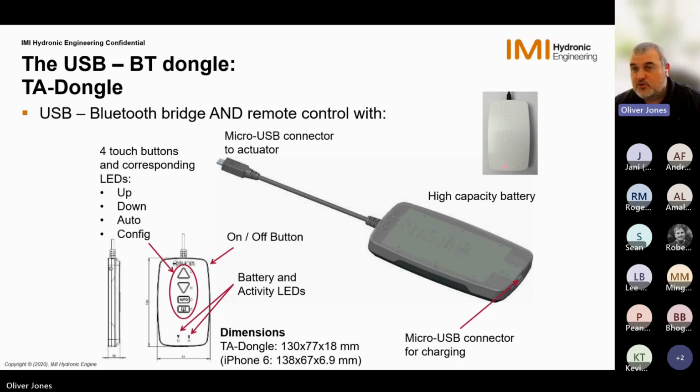The dongle is our Bluetooth bridge, as I say. We have a micro USB connector, which allows us to plug into the actuator itself. We also have a micro USB connector for charging the unit itself. So there's a battery internally, and that allows us to power some actuators, which I'll talk about shortly.